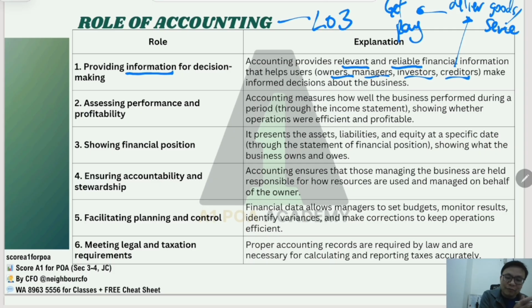Next, assessing performance and profitability. Very important because, as I mentioned, if a company is not making enough profit, the company will probably need to start to retrench employees. And if it continues to incur losses, it would have no choice but to close down. So accounting measures how well the business performs during a period through the income statement. Income statement is also commonly known as the statement of financial performance, which we will touch base subsequently, showing whether operations were efficient and profitable.